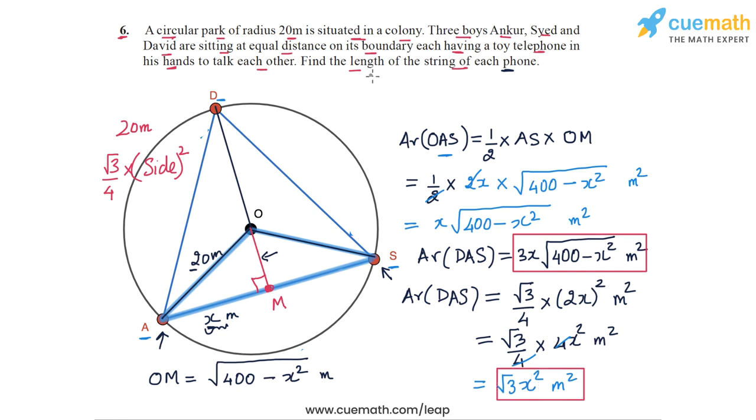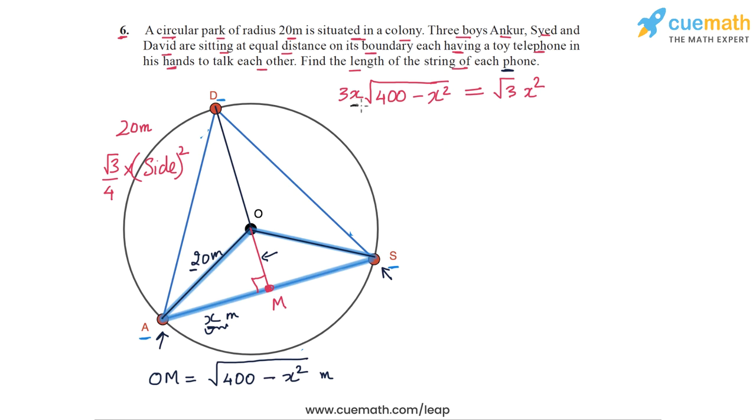So what we are going to do is we are going to equate these 2 expressions, and this will give us the value of x. So let's write this here. So 3x times root of 400 minus x square, this is the first expression for the area, should be equal to root 3 x square, the second expression for the area. And by solving this equation, we can find the value of x. So let's solve this equation now.